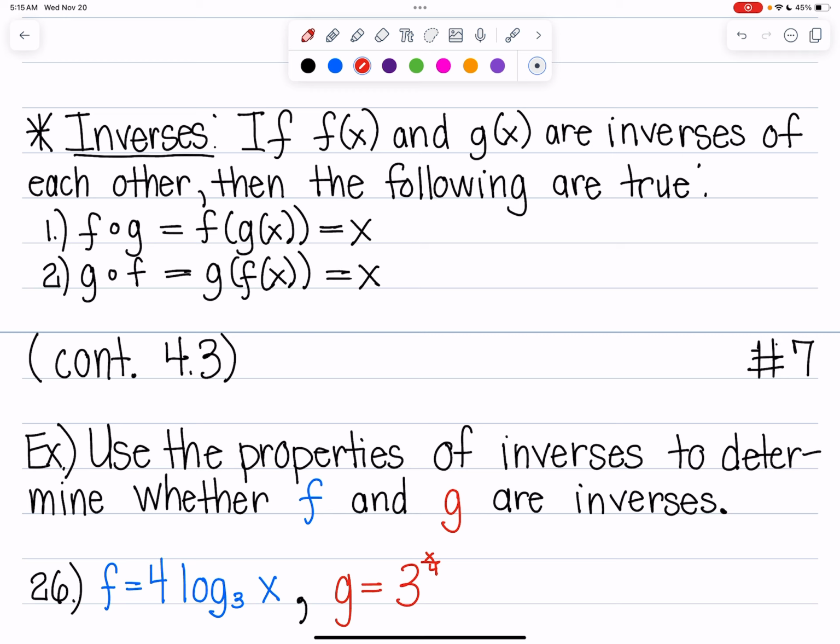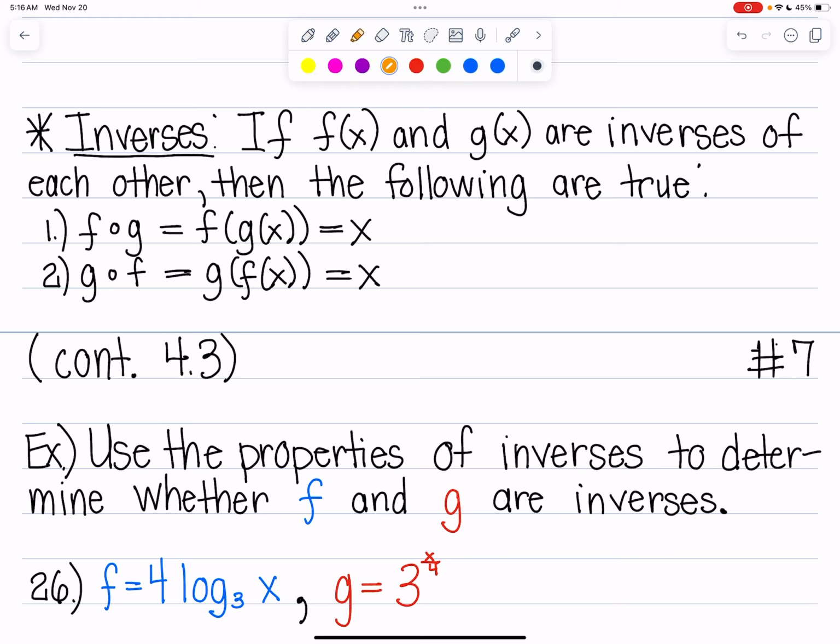But this is the part about inverses, and I taught this in 4.1, right? When we were trying to find out if two functions were inverses of each other. So that's the same thing that we're doing here. If f of x and g of x are inverses, the following is true.